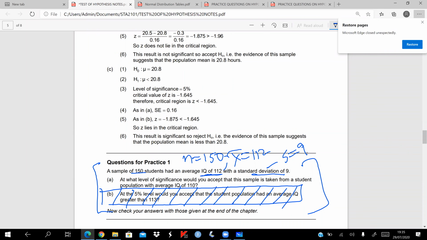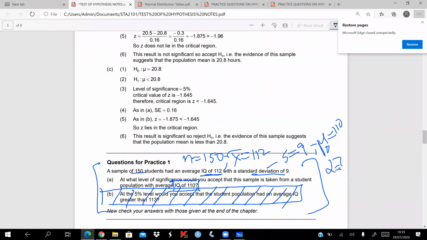At what level of significance do you accept that this sample is taken from a student population whose average IQ is 110? So what is this 110? Mu naught, the hypothetical population mean 110. So the question here is alpha.